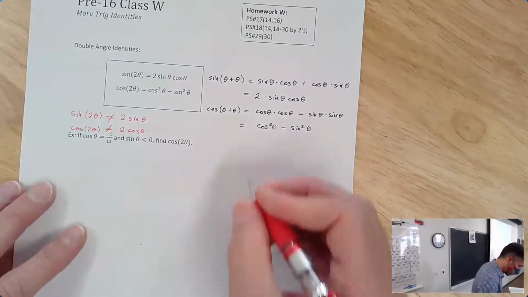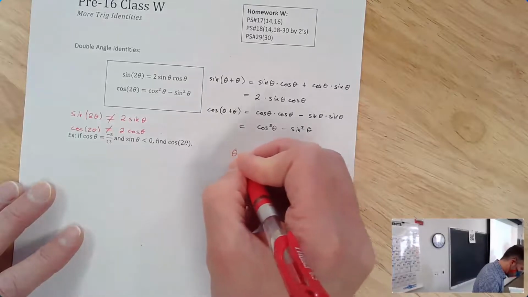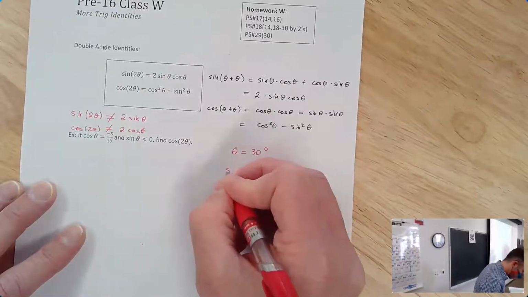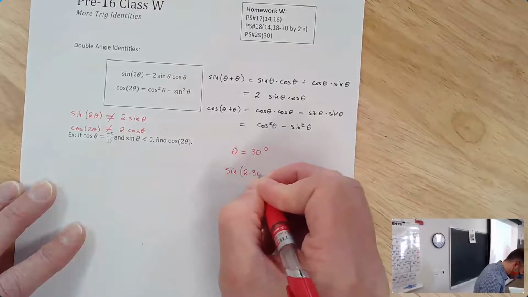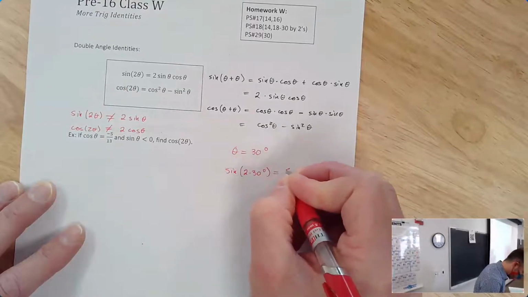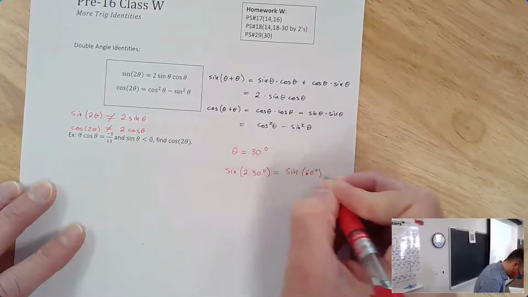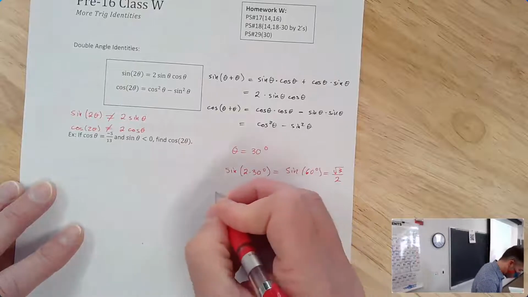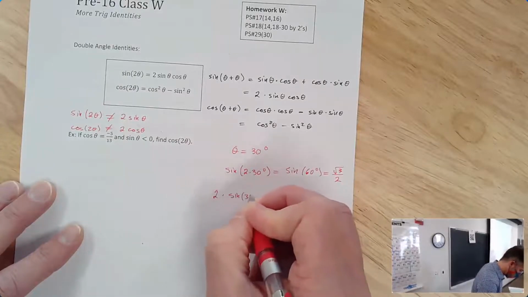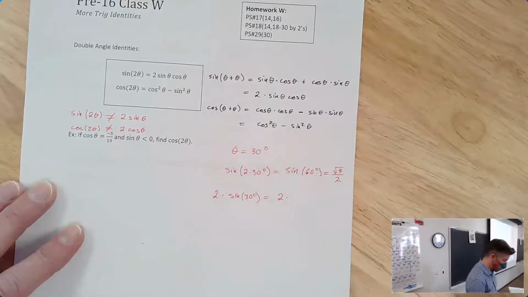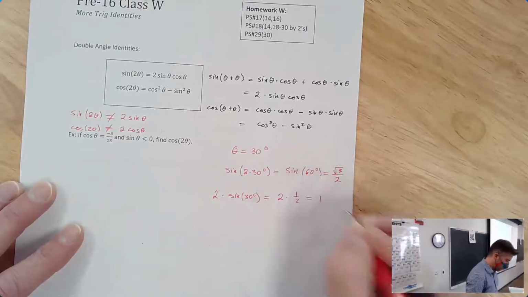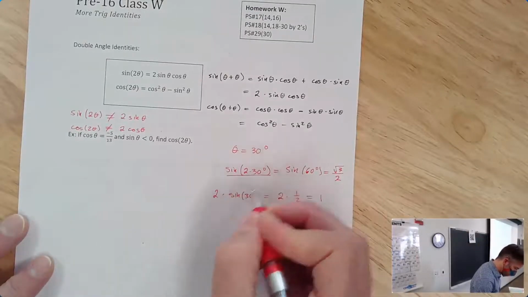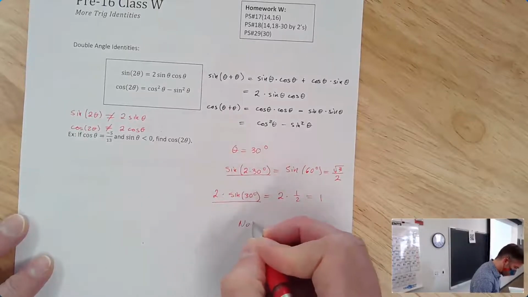Some examples of that. Let's let theta be the angle 30 degrees. Sine of 2 times 30 degrees is sine of 60 degrees, which is root 3 over 2. On the other hand, 2 times sine of 30 degrees is 2 times, let's see, sine of 30 degrees is 1/2. That's 1. Those aren't the same. So I really want to emphasize, sine of 2 times 30 and 2 times sine of 30, not the same.